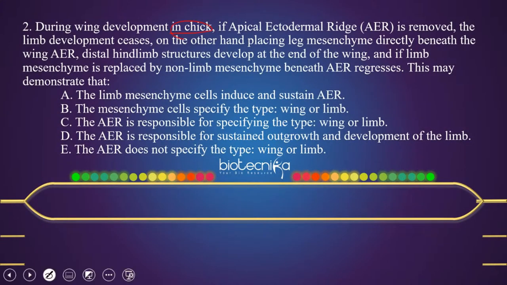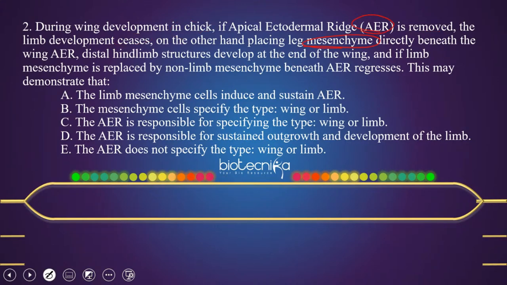Wing development in chicks. Yes, organogenesis. The previous question was from a recent one, November 2020. And this question was from June 2019. If the apical ectodermal ridge is removed during wing development, the limb development will cease. Cease means stop. On the other hand, the mesenchyme.